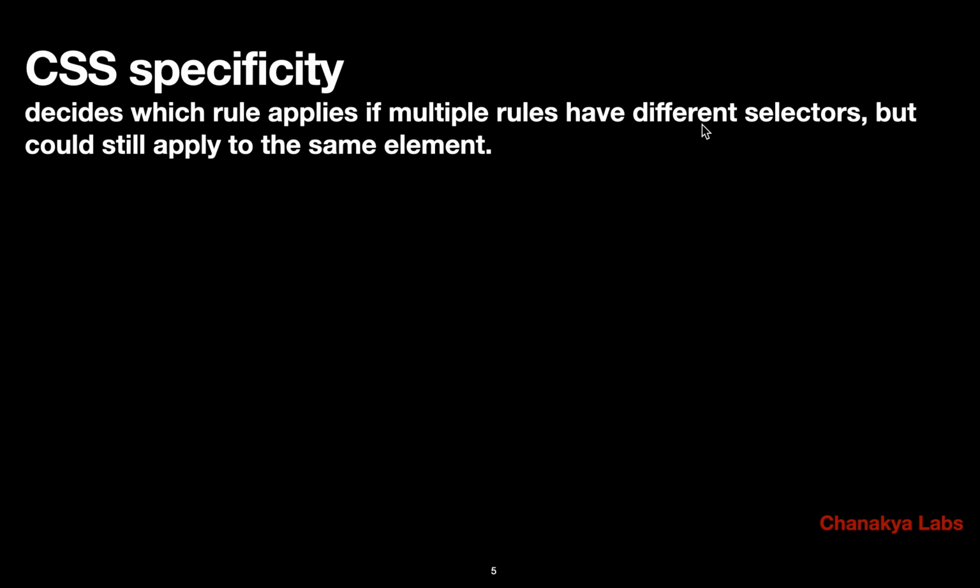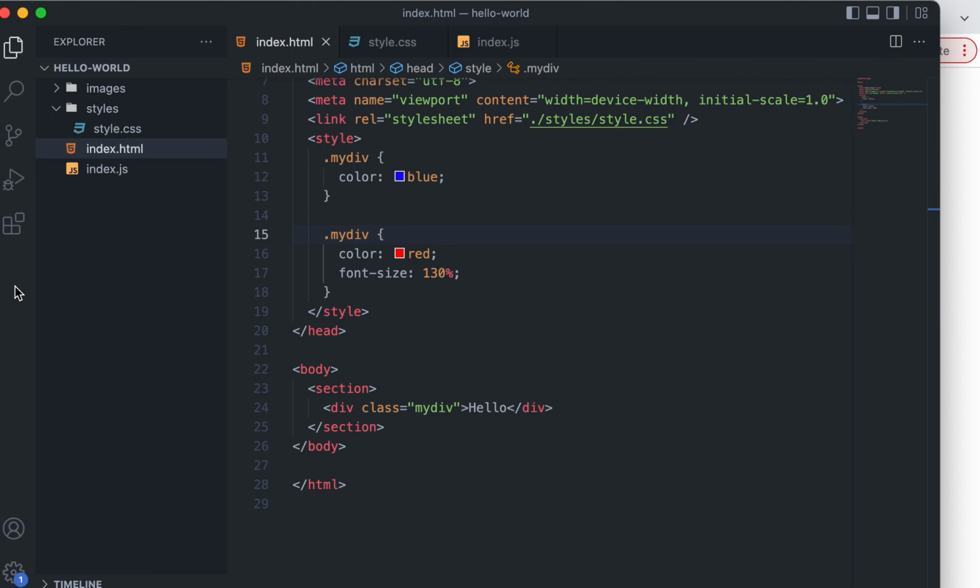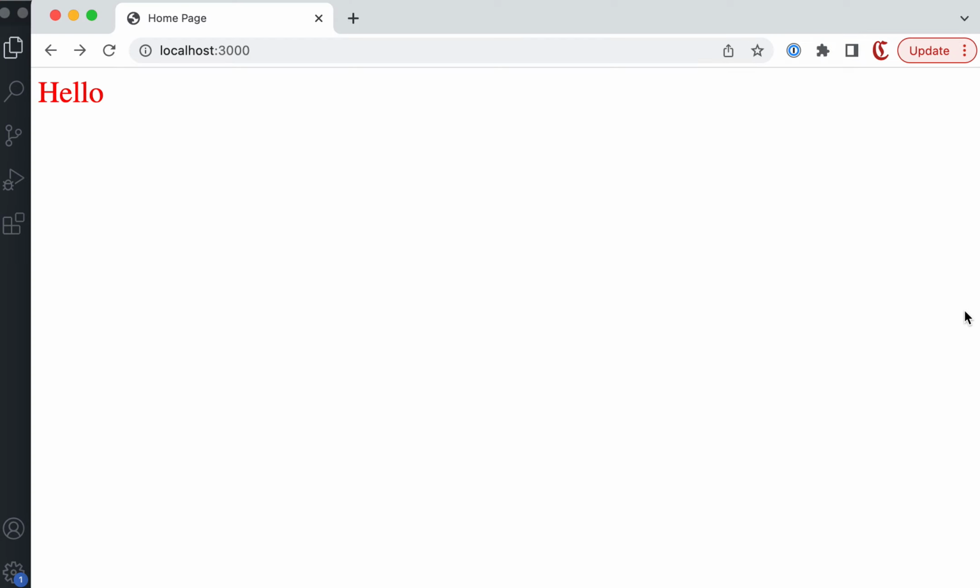But what if they are different selectors? What if they are different selectors? So for example, let's say this is a normal div, and this is .mydiv, which means that this rule is targeting simply all divs, and this rule is targeting all the elements having class equal to mydiv. Now let's refresh and see what happens.